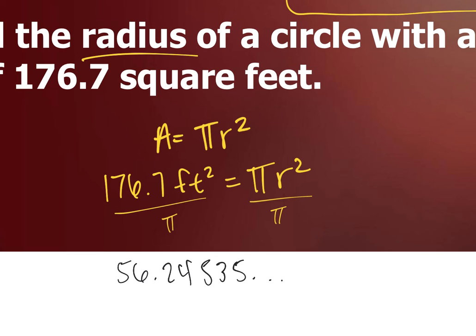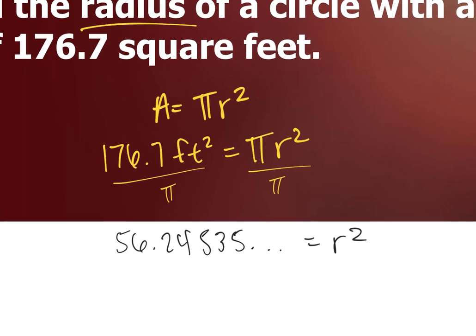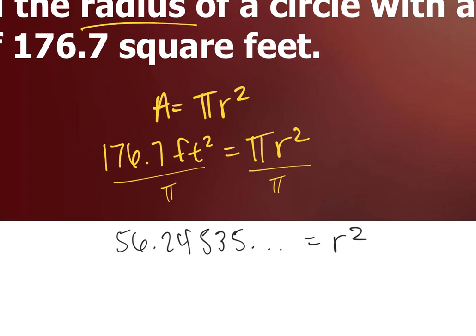56.24535... and that is equal to r squared. Leave this value in your calculator, guys, okay? Don't round it yet, only round at the end. Then you're gonna click the square root button of your previous answer and then click enter. And now we're gonna round.